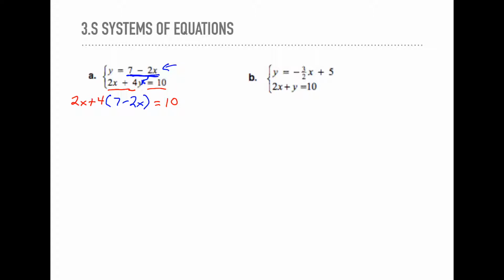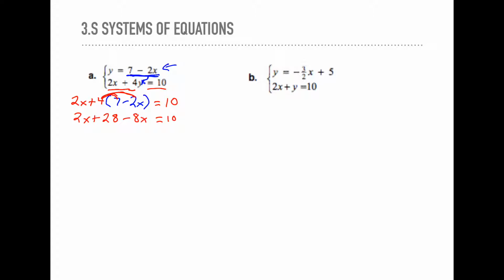So the only thing that changes in that second equation, that bottom equation, is that y. I'm now substituting in what y equals. My first step is going to be to distribute. So I can distribute that to make 2x plus 4 times 7 is going to be 28. And 4 times a negative 2x will be minus 8x equals 10.